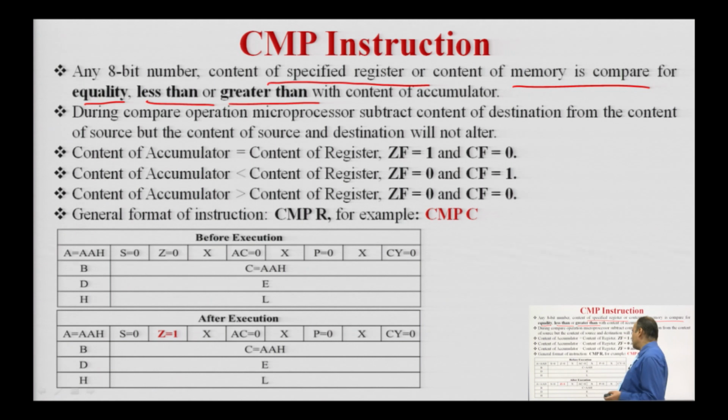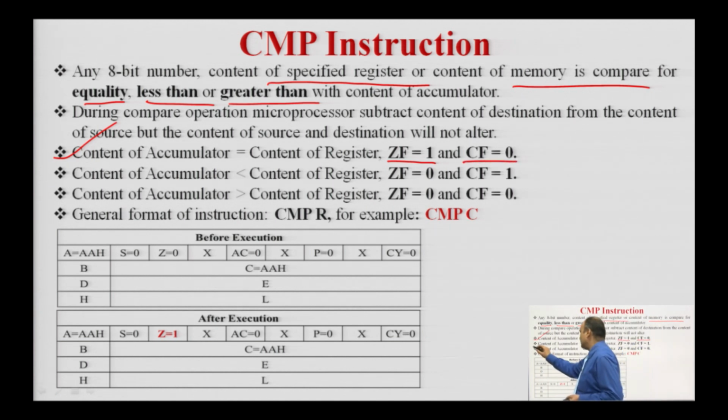So, here we have to check three conditions. If the content of the accumulator is equal to the content of the register, the zero flag is set to 1 to indicate that both numbers, present in the source and destination, are equal. So, the zero flag is set and the carry flag is reset.